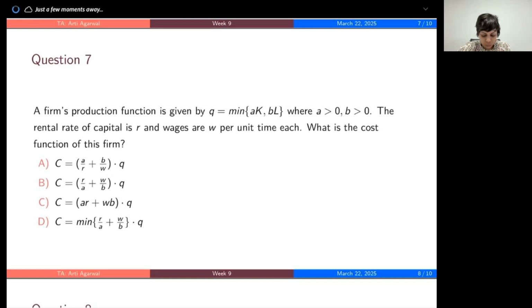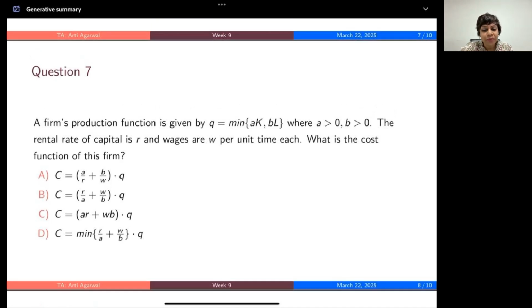I don't know what is the problem with this. I don't want the generative summary. So just think over it for a few seconds or a few minutes, and then I will solve this.